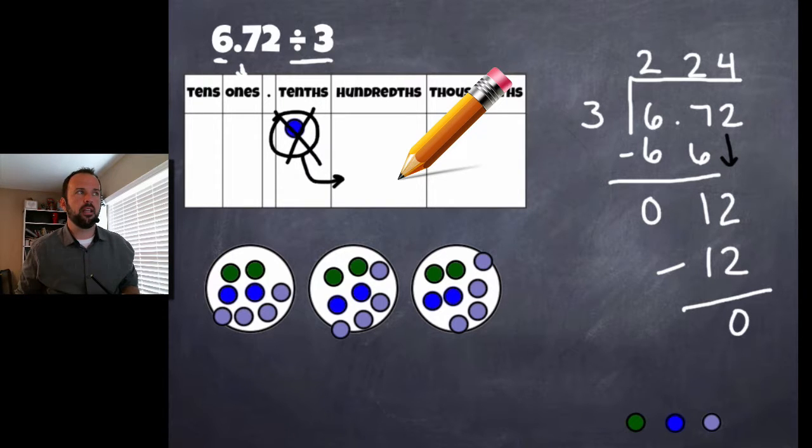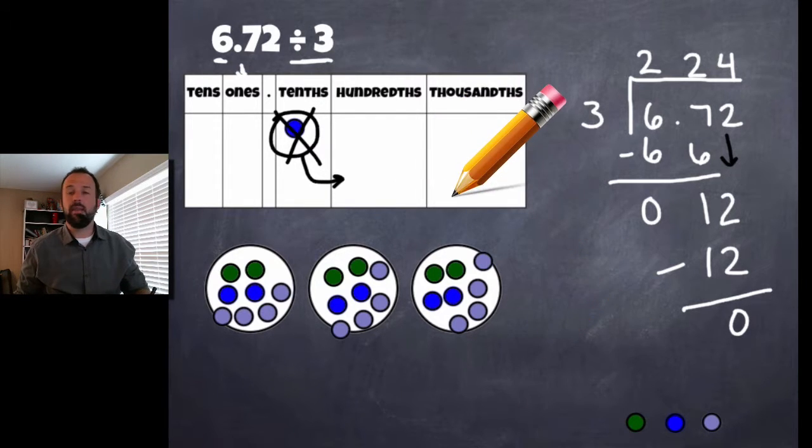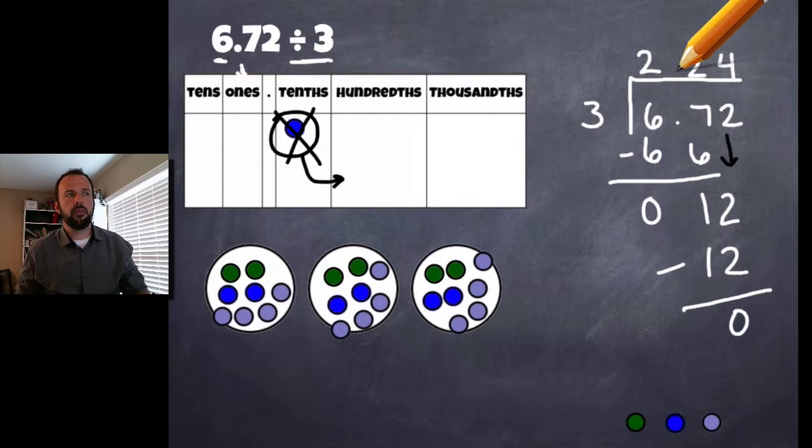Now, I forgot one thing that's very, very important, and that's the answer. Now, the answer, if I come over here to the standard algorithm, so I had my decimal point was here, right?